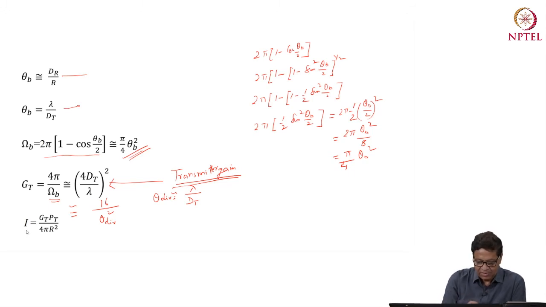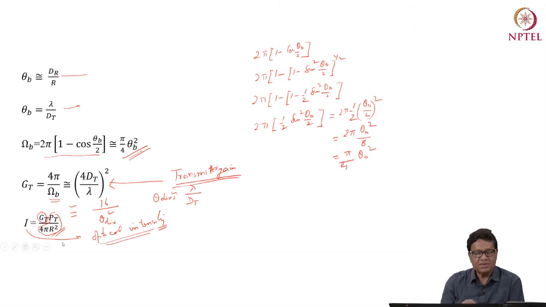And if I calculate the optical intensity, which is power divided by area. So I get, this is the gain part, and this is the transmit power divided by 4 pi r square gives the optical intensity. So this is the expression for optical intensity I, which is GT into PT divided by 4 pi r square.